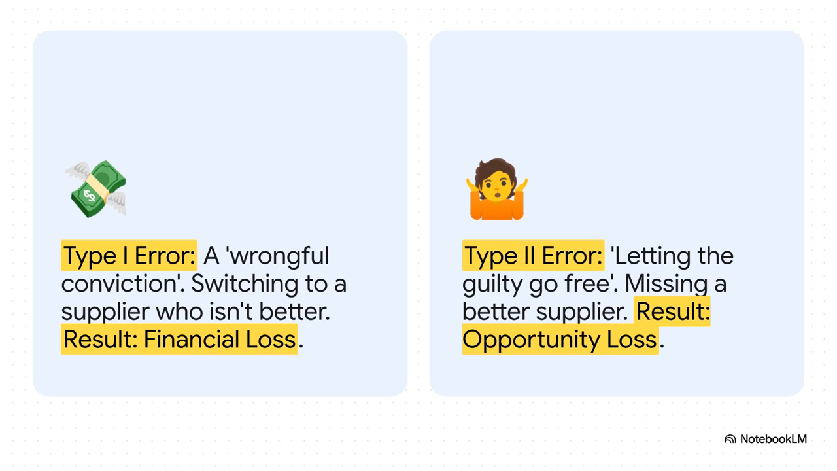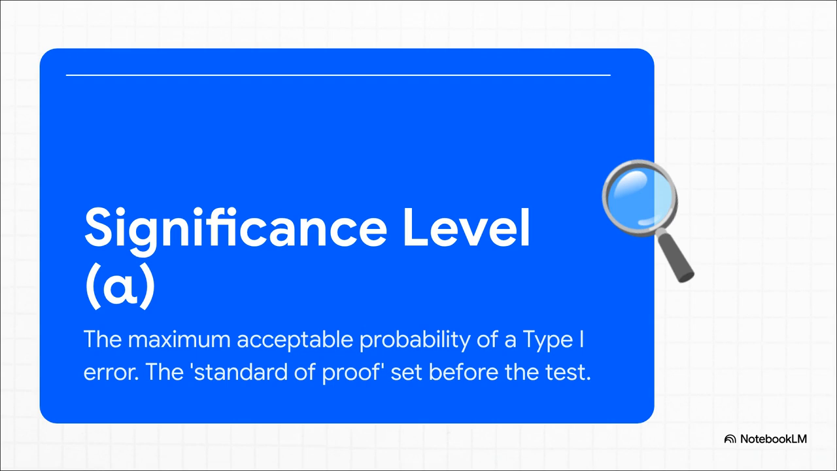It costs cold, hard cash. So how do we put a leash on that risk? Well, we set a formal standard of proof. It's called the significance level, or alpha. This is our line in the sand. It's the maximum risk of a wrongful conviction that we are willing to accept. It's basically our version of beyond a reasonable doubt.